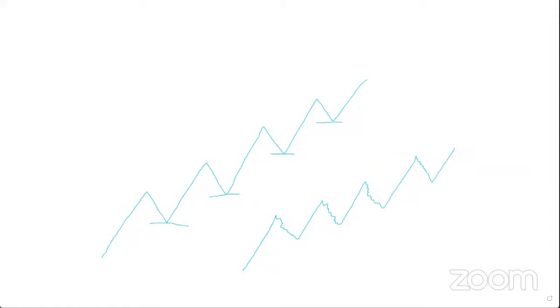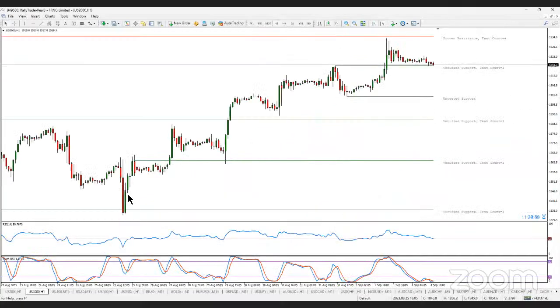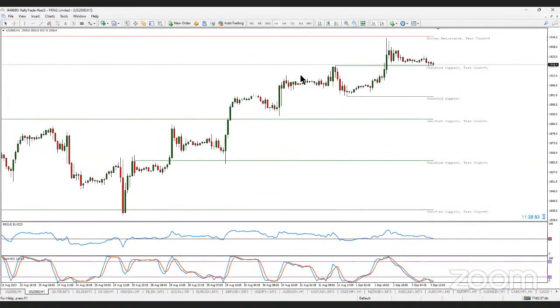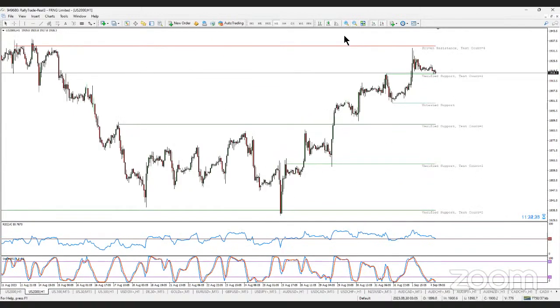Look at the impulse here. Can you see how smooth these impulses are? Look at the retracement, a bit noisy. Smooth. Noise up and down. Smooth, noise. Right? Okay.